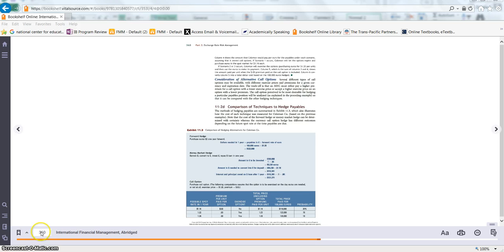I have it on page 360 in my online textbook. However, that number can be different in your hardcover or in your paperback. Also, please read 11-2D, Comparison of Techniques to Hedge Payables.